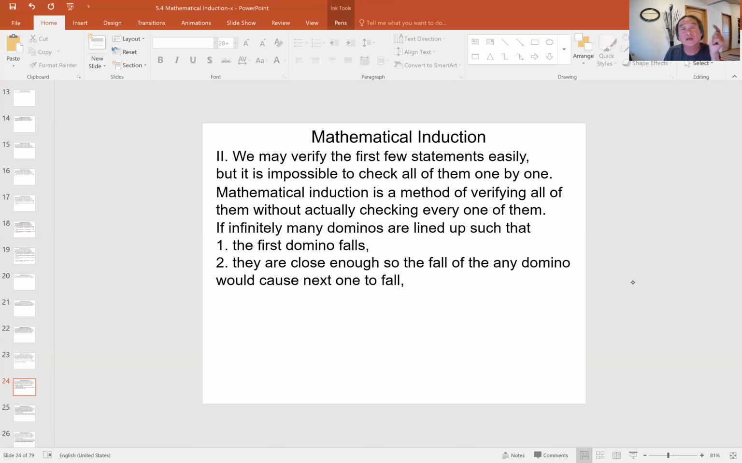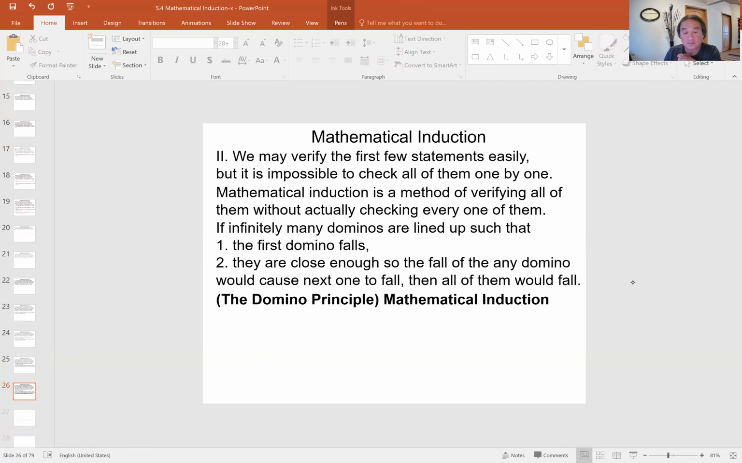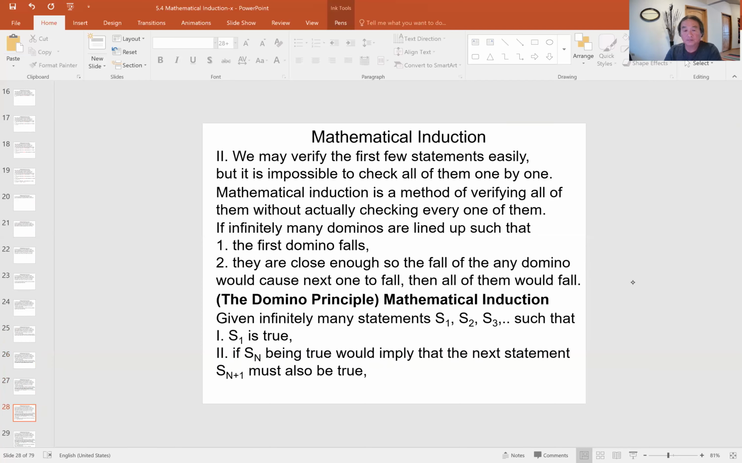The sum of the first n odd numbers is n squared. Okay. So what do we do? We do the following things. Okay, we first make sure that the first domino gets knocked over. It's true, right? In this case, what I mean by knocking over the domino is that the statement is true.